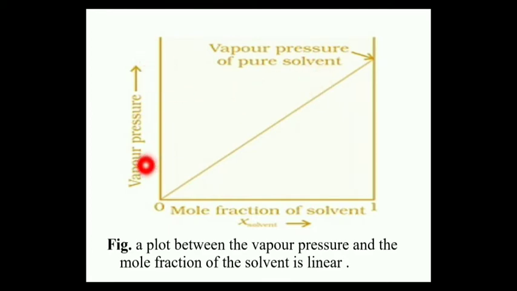Okay, so this is a plot of vapor pressure of the solvent, that is P1, versus mole fraction of the solvent, that is X1, where we get a linear graph or a straight line plot, and the vapor pressure of the pure solvent, that is P1 naught, is also obtained. So now we have understood Raoult's law, and we have also understood the plot of Raoult's law, where we are getting a linear plot because the vapor pressure is directly proportional to the mole fraction.